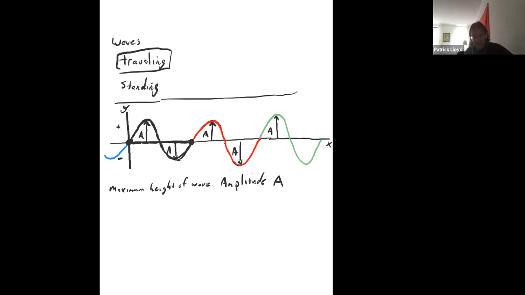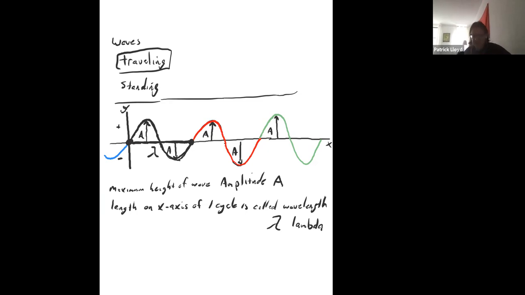The symbol for the wavelength is a lambda. The length on the x-axis of one cycle of the wave is called the wavelength. And the symbol for that is a lambda, L-A-M-B-D-A. It's Greek, okay? And that might be a little tricky.